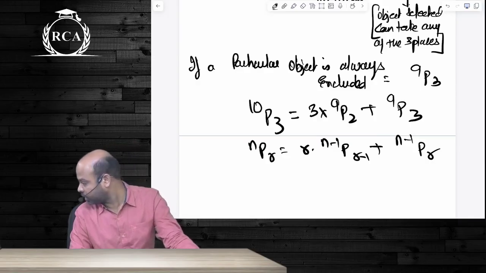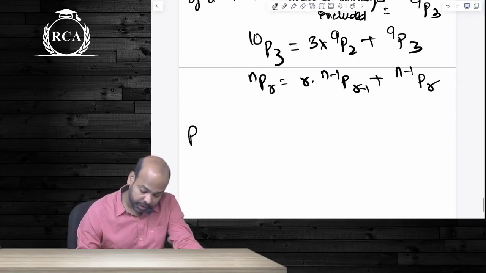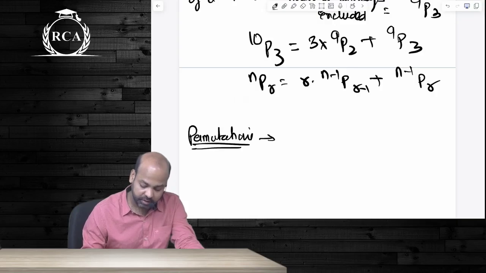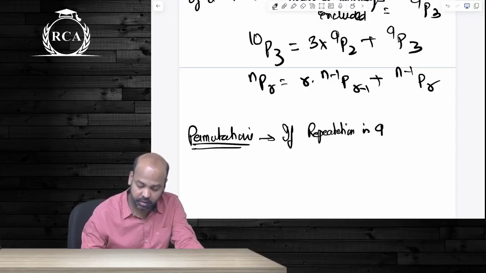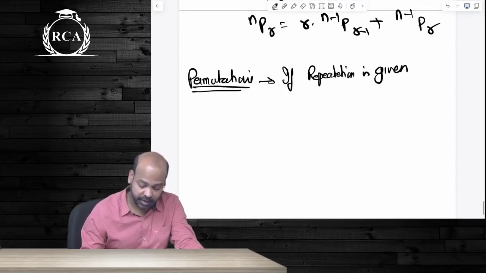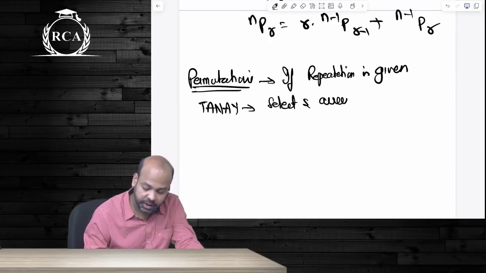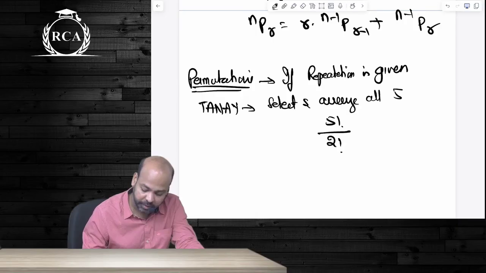The next part is permutations. If repetition is given in the objects, if repetition is given in the question itself, what will you do? For example, if I give you the word and ask you to select and arrange all the letters, select and arrange all 5, what will be the answer? 5 factorial divided by 2 factorial.